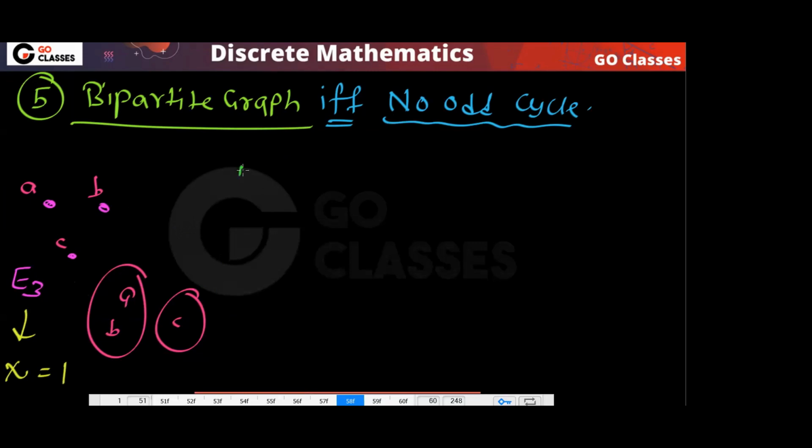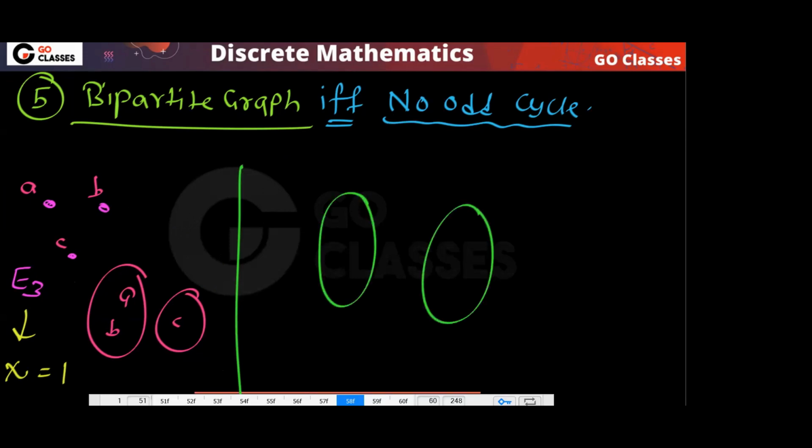Okay. So tell me, if I have this type of bipartite graph with at least 1 edge, then what will be the chromatic number? If I have at least 1 edge, then the chromatic number cannot be 1. Yes or no? The chromatic number cannot be 1.